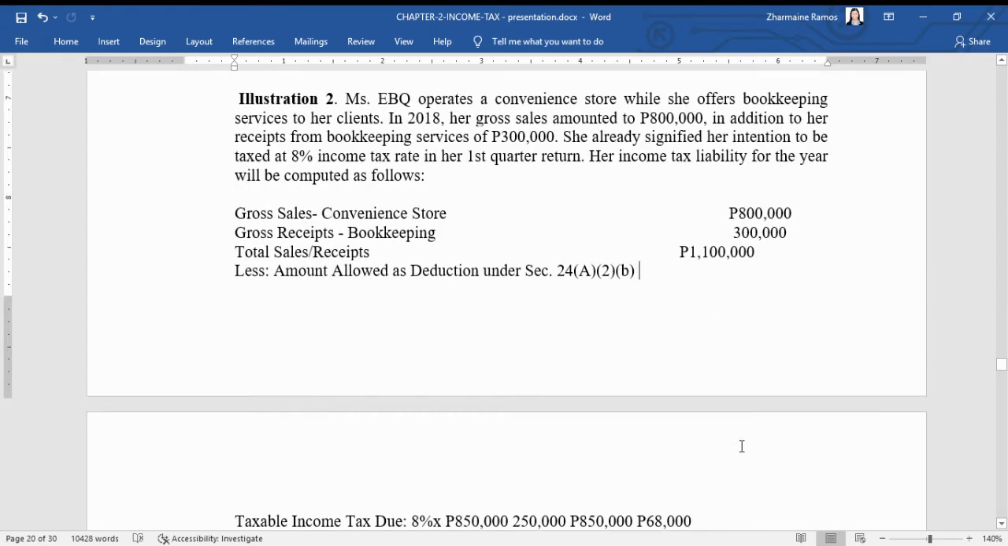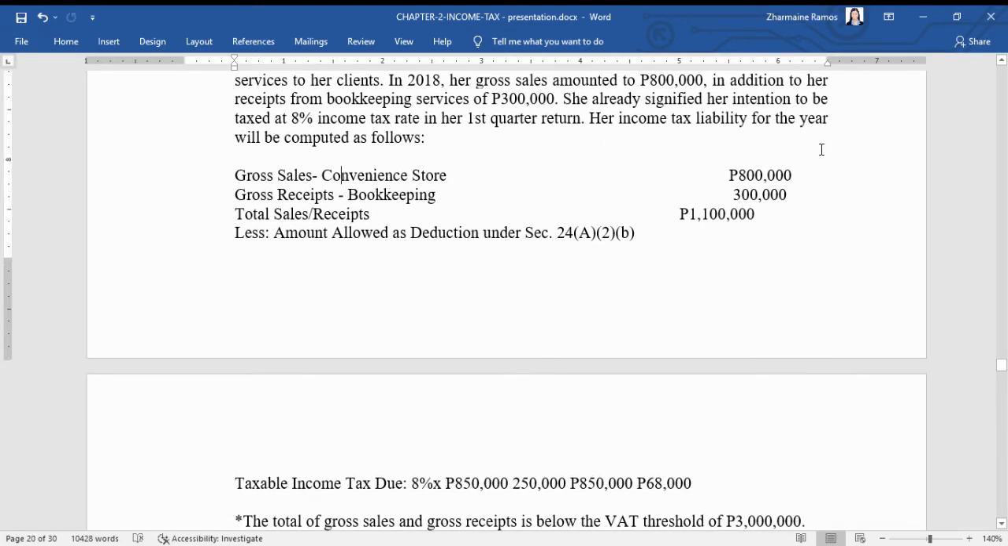Mr. EBQ operates a convenience store while she offers bookkeeping services to her clients. So, dalawa. Meron siyang convenience store at the same time, meron siyang bookkeeping services. In 2018, her gross sales amounted to 800,000 in addition to her receipts from bookkeeping services of 300,000. So, mixed income earner siya. She already signified her intention to be taxed at 8% income tax rate in her first quarter. So, magkano yung magiging income tax liability niya? Kailangan natin i-separate yung gross sales niya sa convenience store at gross sales niya sa bookkeeping. So, total receipts niya is 1,100,000 pesos. At dahil nagsabi siya ng ang intention niya is mag-avail ng 8% income tax rate, ganito i-compute yung income tax niya.